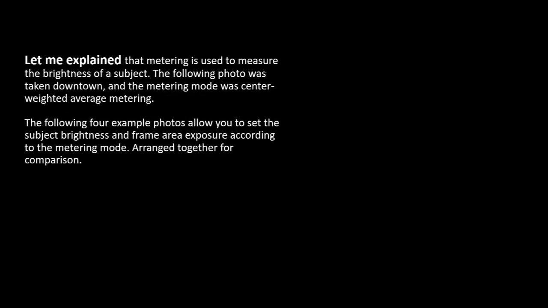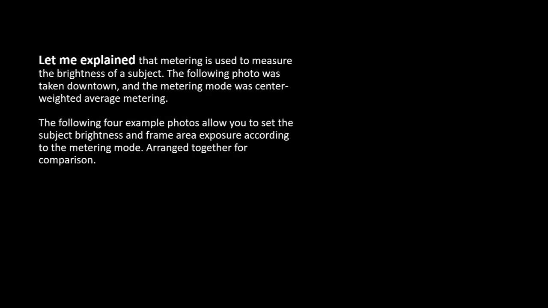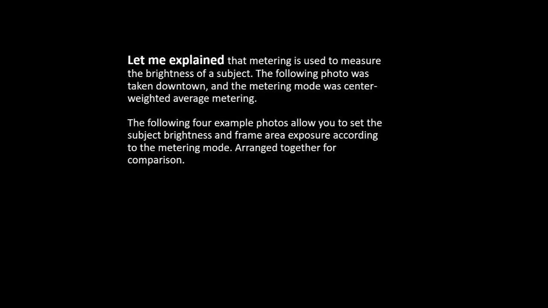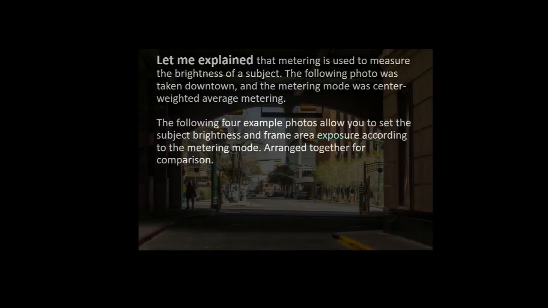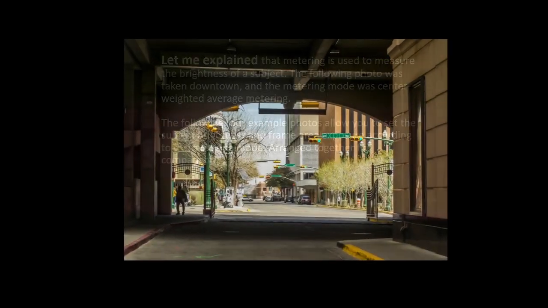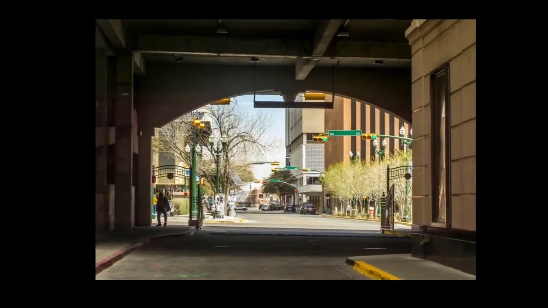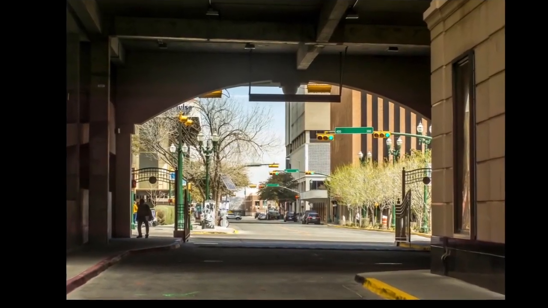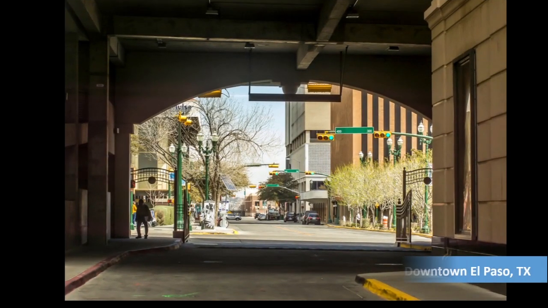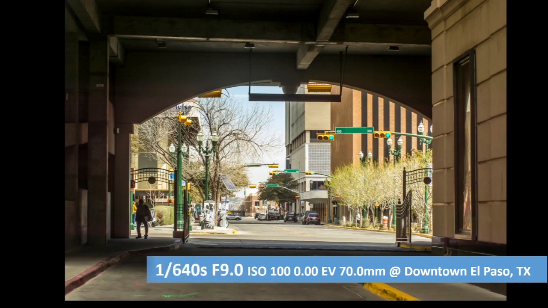Let me explain that metering is used to measure the brightness of a subject. The following photo was taken downtown, and the metering mode was center-weighted average metering. The following four example photos allow you to set the subject brightness and frame area exposure according to the metering mode. Arranged together for comparison.